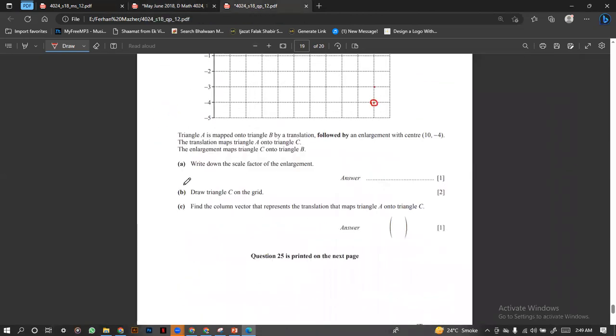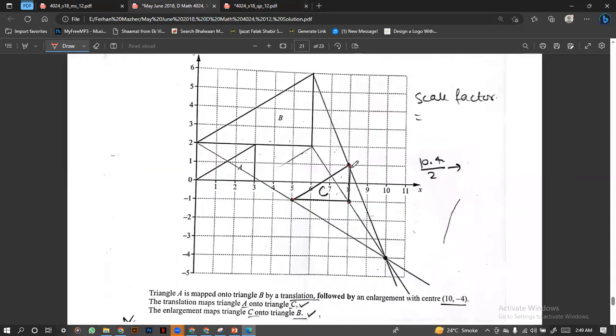It says, find the column vector that represents the translation that maps triangle A onto triangle C. The method is very simple. For example, you take this point. So how did you go from A to C? You have moved 1, 2, 3, 4, 5 steps on the x-axis positively, and you have gone 1 step down. So the translation will be 5, and you have minus 1.